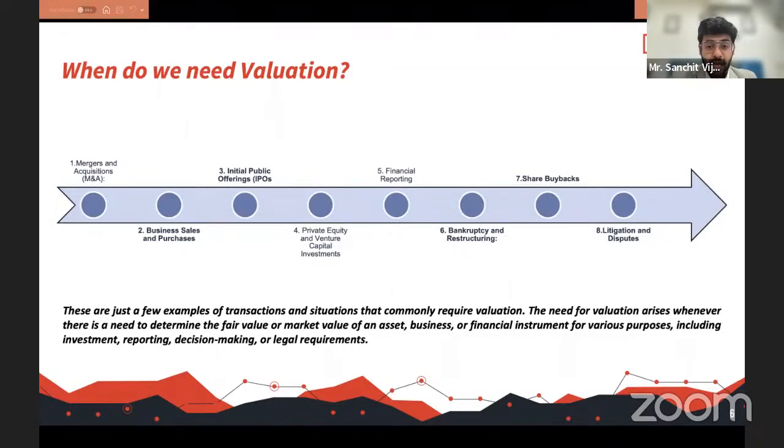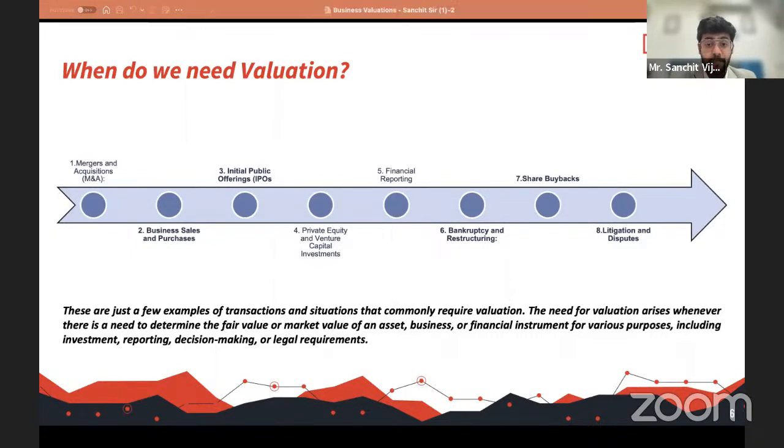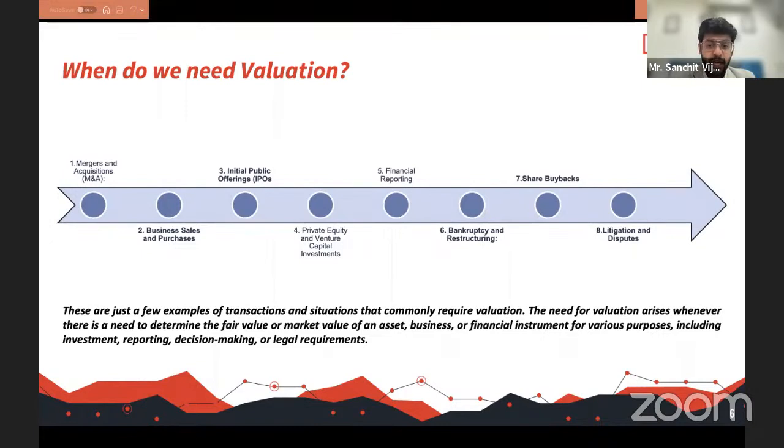Whenever we are doing mergers and acquisitions, whenever we're doing any business sale and purchases, that is, when buying or selling a business, it is necessary to determine the fair market value of the business. IPOs: when a company plans to go public by offering its shares to the public, valuation is required to determine the issue price of the shares.